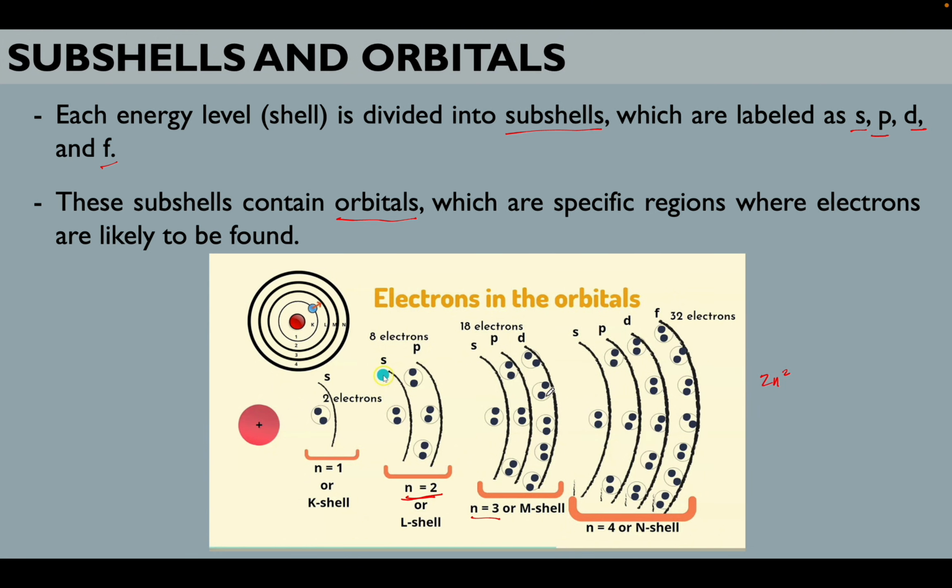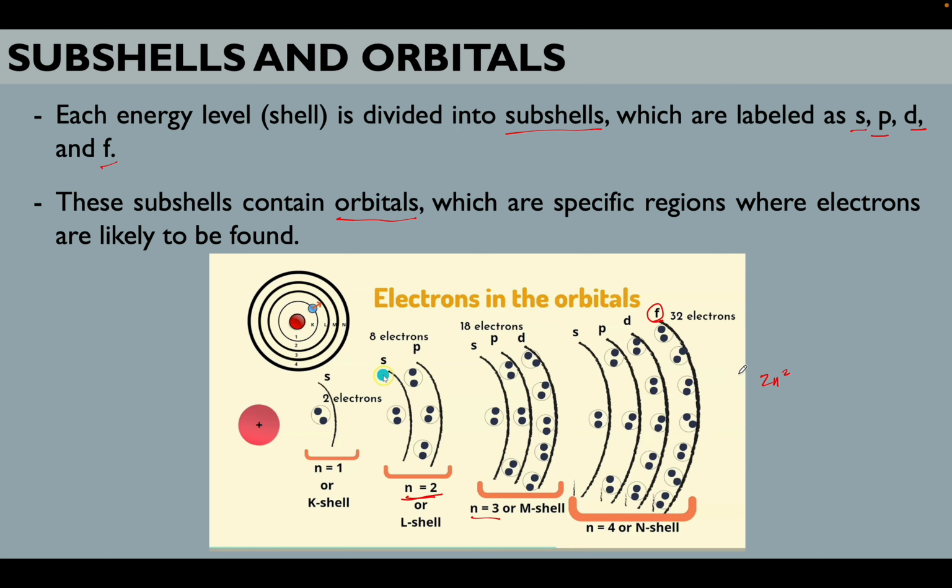Kani si D na subshell can hold up to 10 electrons, while si F na subshell can hold up to 14 electrons. So it has 7 orbitals, so makahold siya up to 14 electrons.